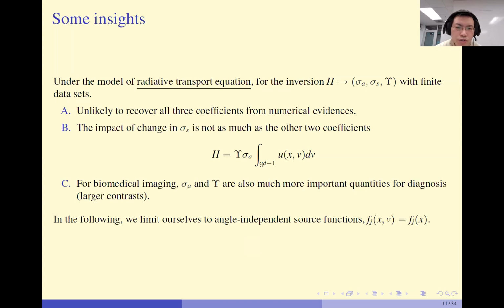In the following, we try to limit ourselves to one extreme case, that is, the laser sources are isotropic. It does not depend on the angular variable. So we restrict ourselves to this kind of laser source, because I would say it's the worst case, since it does not give you any angular dependence. We try to study the photoacoustic problem with this kind of source, and with just a finite number of sources, in this setting.